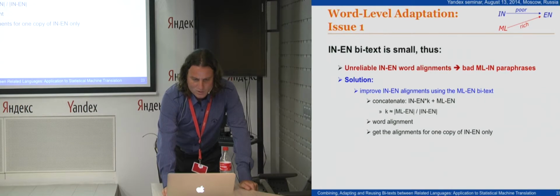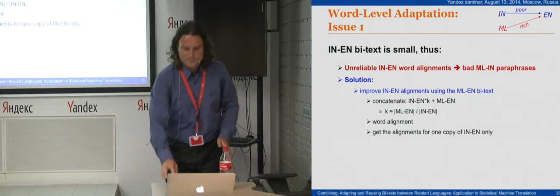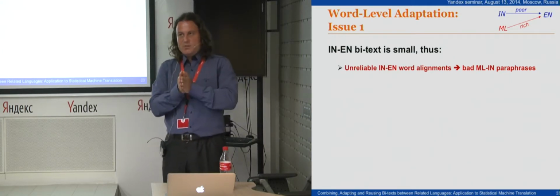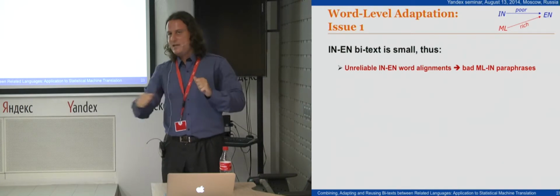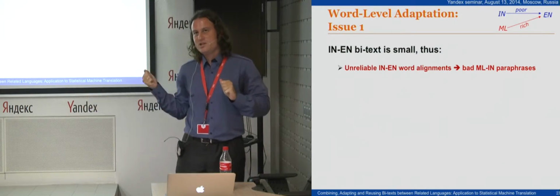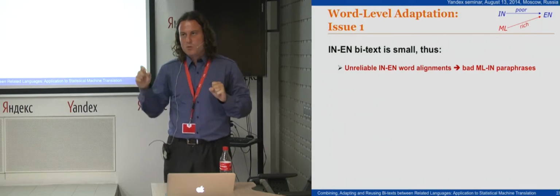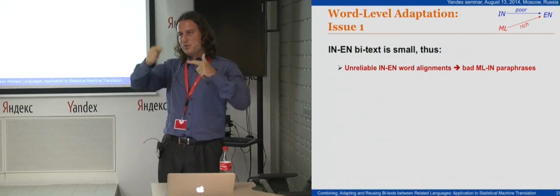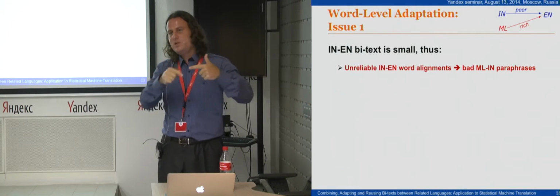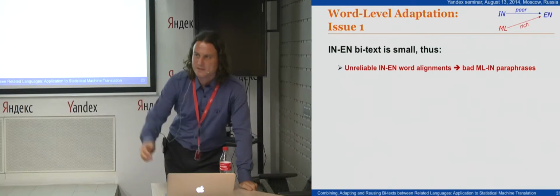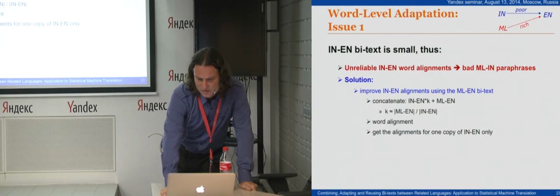Okay, so there are several issues with this. The first issue is that we have the assumption that the Indonesian English data is little. The Malay English is a lot, right? But the Indonesian English is little. And because it's little, the word alignments that we learn, the correspondence between Indonesian and English, are not very reliable. They are not very reliable because you don't have enough training data.